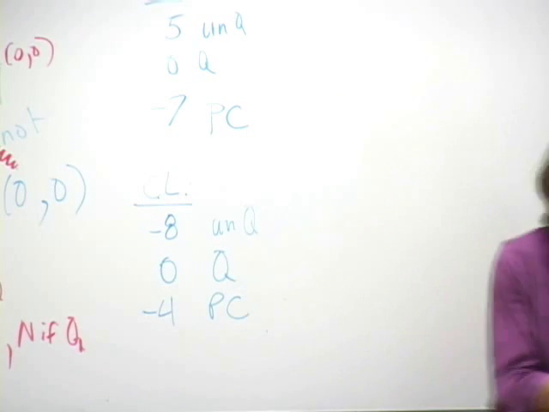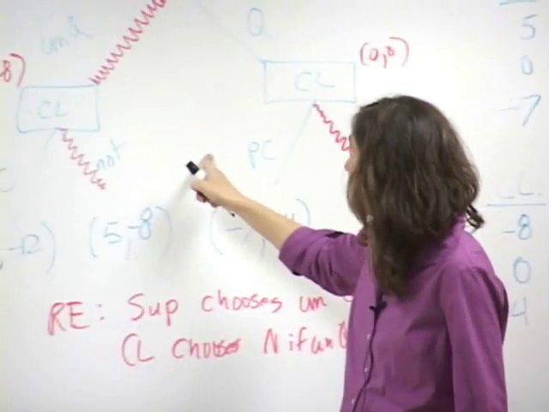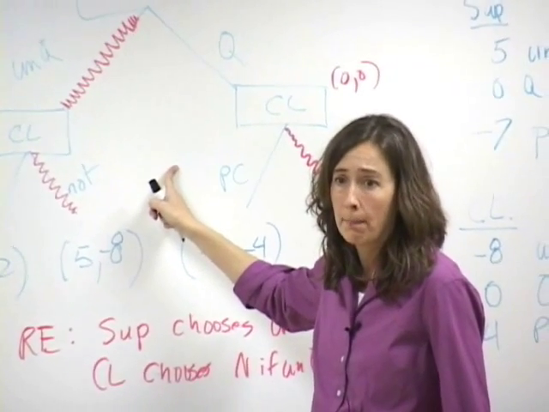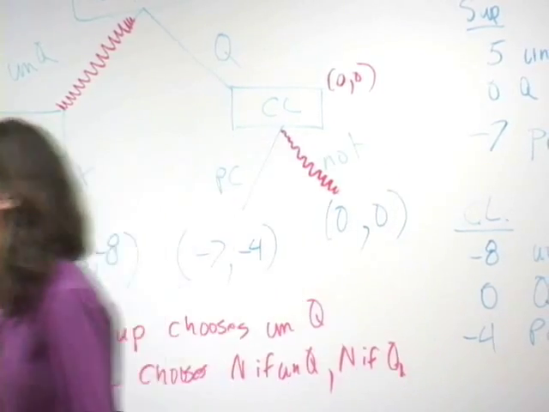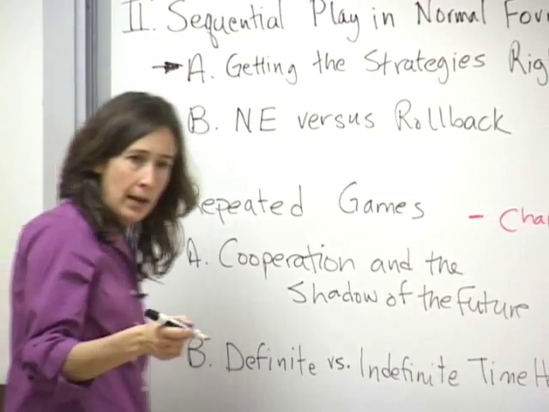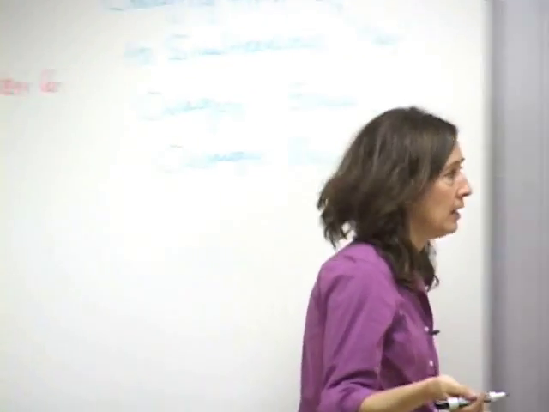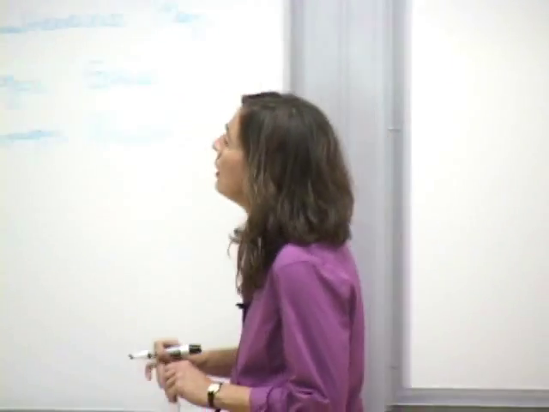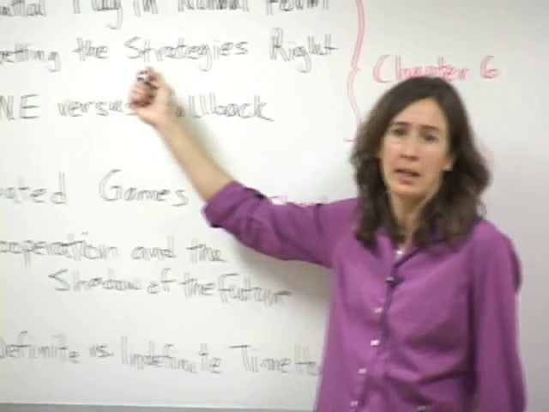All right. So what I want to do now is I want to represent this scenario in a normal form. Okay? And what's going to be weird about this is we're going to have to get the strategies right. In a lot of ways, sequential games are easier than simultaneous games. They don't have multiple equilibria, don't have mixed strategies, at least not the ones that we're looking at. But they do have these complicated strategies.